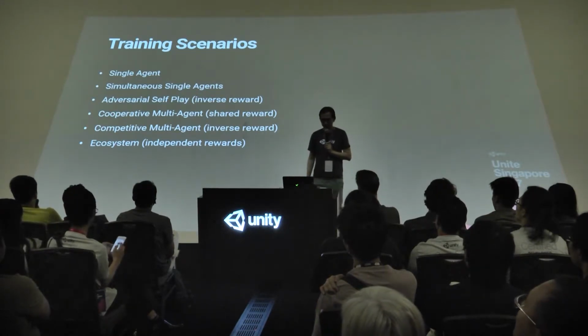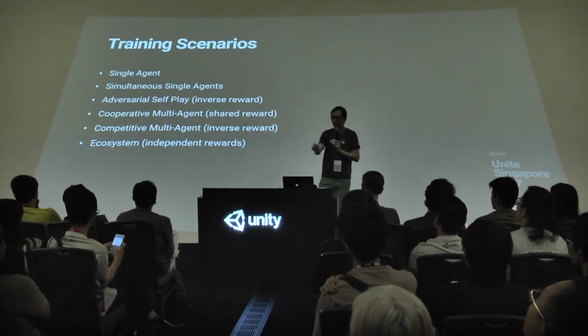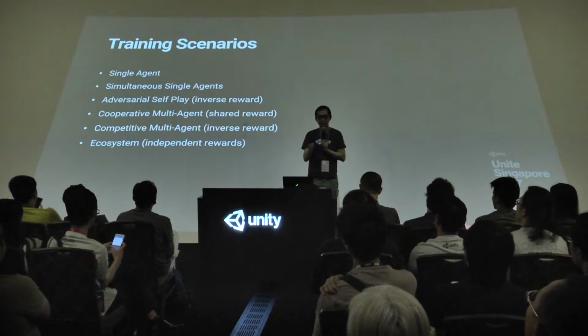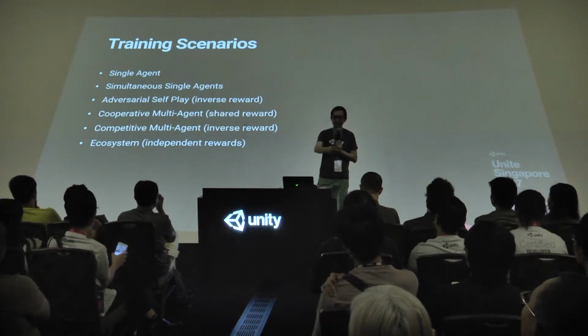Right? There's also adversarial self-play. So there will be two agents, and they are playing against each other. So there will be an inverse reward. So like, for example, a chess game, right? So two agents will be playing against each other.